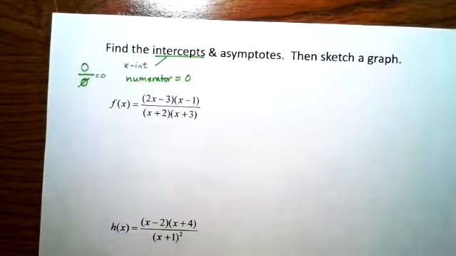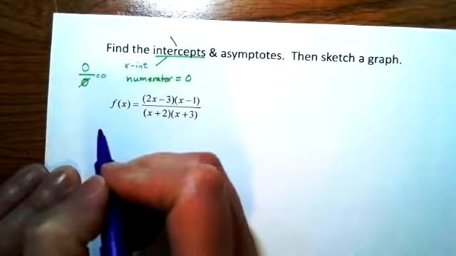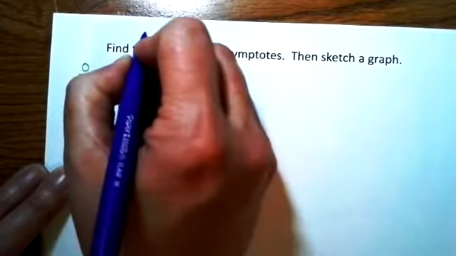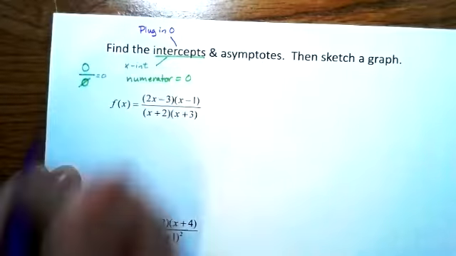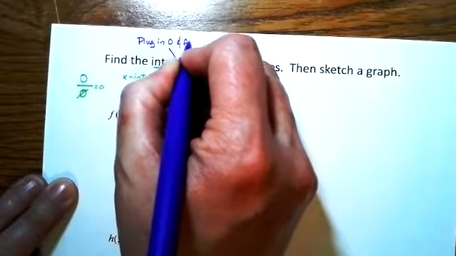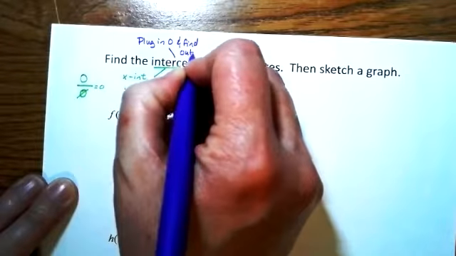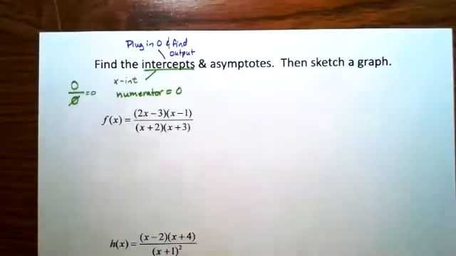Finding the y-intercepts. How is that done? Well, the y-intercepts are done by plugging in 0 and seeing what the output is. That's just the usual. So you're going to plug in 0 and find the output. Okay, we will also see that in just a second.